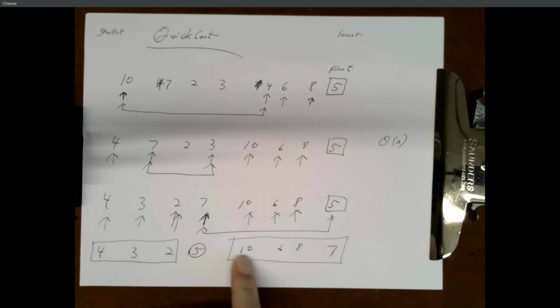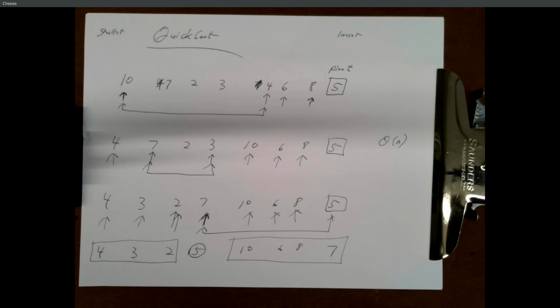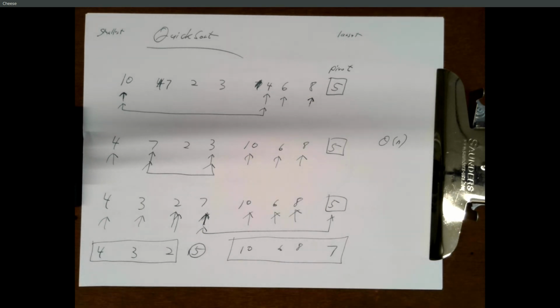So quicksort is 3 steps. 1, make a pass that takes the pivot and moves it in the correct spot. 2, do a quicksort on everything to the left of the pivot. 3, do a quicksort on everything to the right of the pivot. And so it's another divide and conquer recursive algorithm.